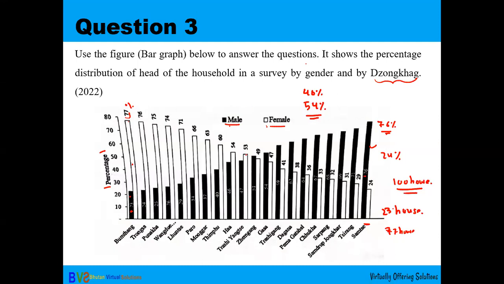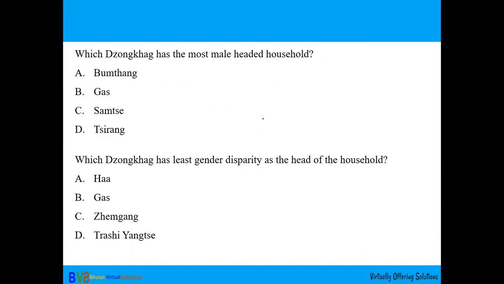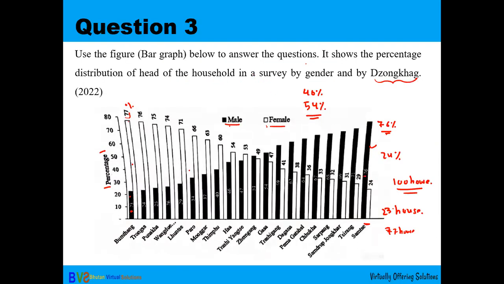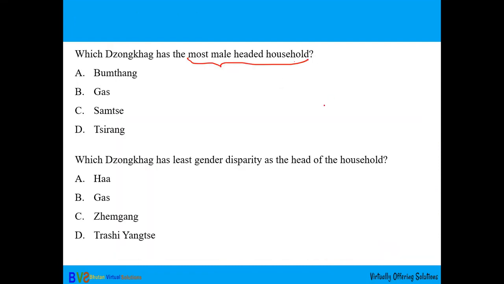Okay, so first let us see the question. Question, so you might understand it better. The first question: which Dzongkhag has the most male-headed households? Now, which Dzongkhag has the most male-headed households? Obviously, it is Samtse, 76%. Right? So you don't need to do any calculation here. You can directly choose the answer as Samtse.